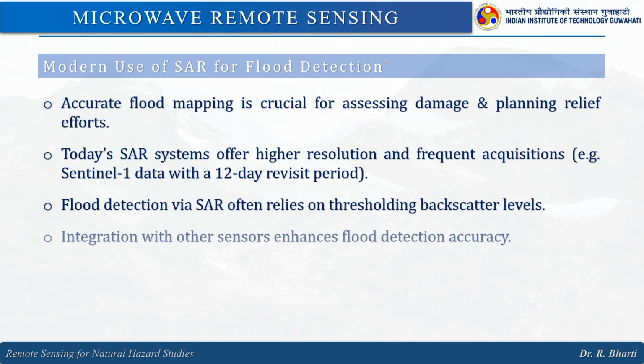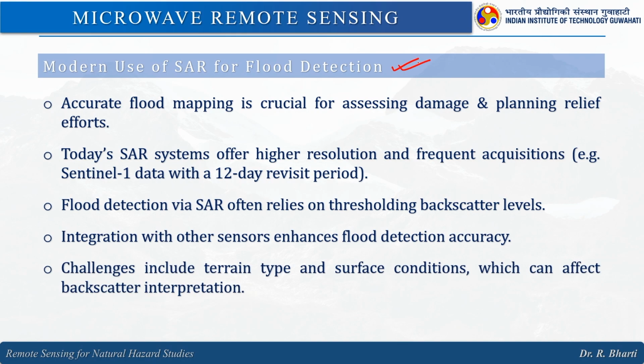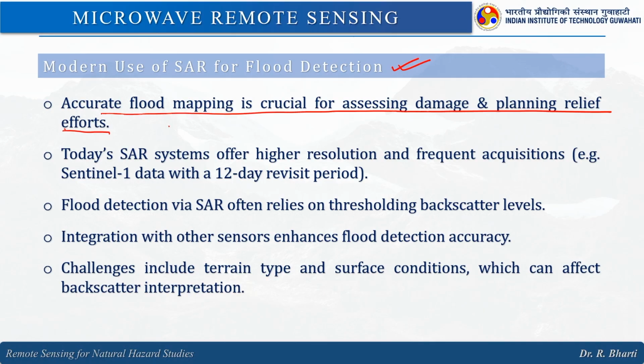So, modern use of SAR for flood detection. Accurate flood mapping is crucial for assessing damage and planning relief efforts, because sometimes if the area is inaccessible, if we are not able to travel to that particular area or visit it to estimate the damages or to provide the mitigation measures, then we will have microwave remote sensing to accurately identify the flood inundated areas.